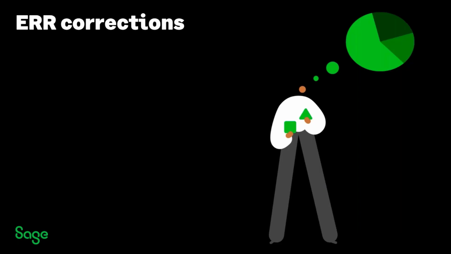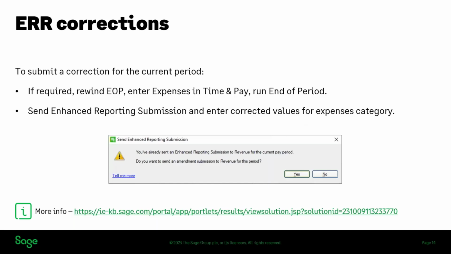So that's doing a submission. Let's have a quick look at ERR corrections. So in the current version of Sage Payroll 2024, it is possible to submit a correction for the current period. So the period you're currently in, if you realize there has been a mistake with the categorization, you will be able to run the submission again, and it will send an amendment submission to revenue.